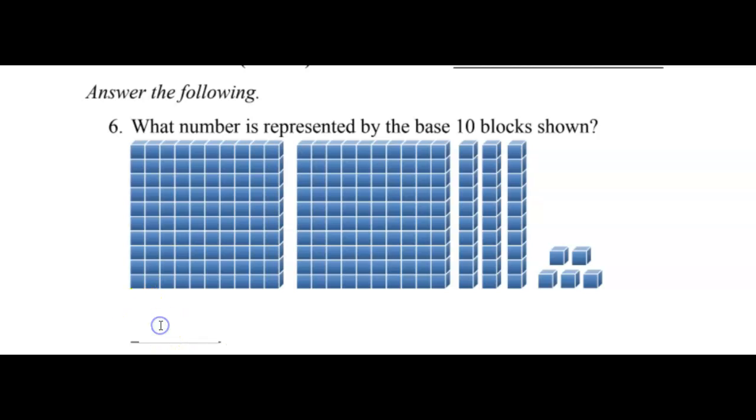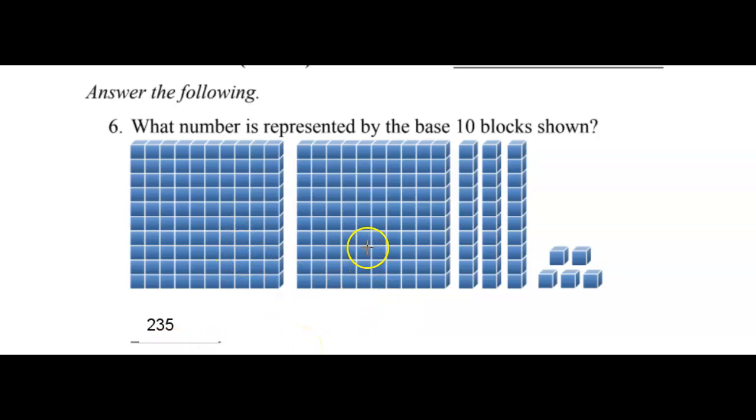Okay, what did you put for your answer? There are two flat ones, so I'm going to write 2. There are 3 rods, so I'm going to write 3, and then there are 5 singles over here by themselves, so I'll write the number 5. So this number is 235. Is that what you wrote down?